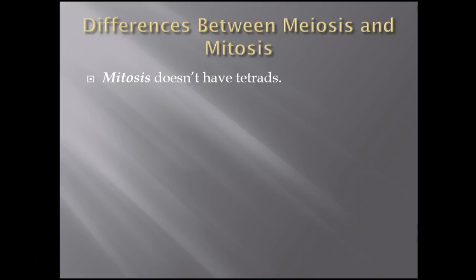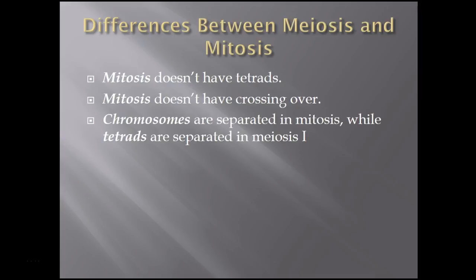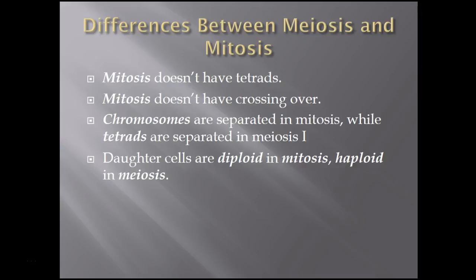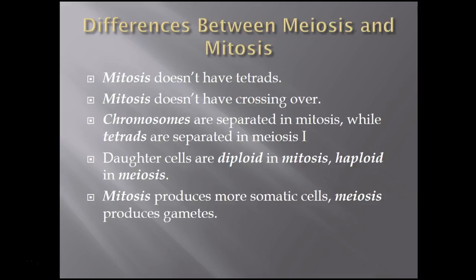So some differences between meiosis and mitosis. Mitosis doesn't have tetrads because there's no pairing of homologous chromosomes. So therefore, mitosis doesn't have crossing over. That can only happen when you have paired chromosomes. Chromosomes are separated in mitosis, while it's tetrads, paired homologous chromosomes, that are separated in meiosis 1. In mitosis, the daughter cells are diploid, whereas in meiosis, they're haploid.